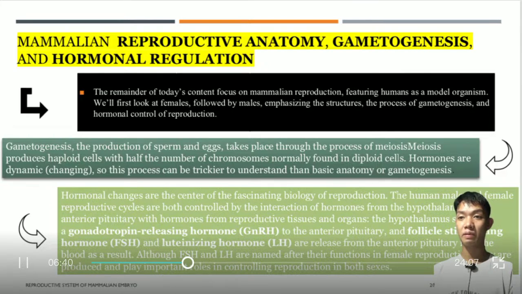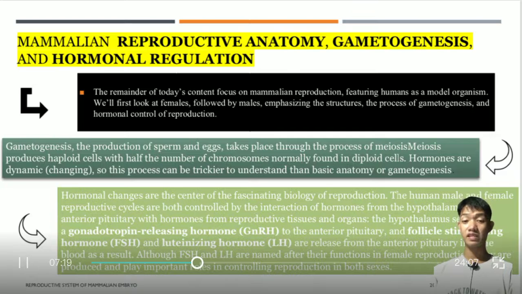So the human male and female reproductive cycles are both controlled by the interaction of hormones from the hypothalamus and anterior pituitary with hormones from reproductive tissues and organs. So we have here the hypothalamus sending gonadotropin releasing hormone, or what we call GnRH, to the anterior pituitary. Follicle stimulating hormone, or FSH, and luteinizing hormone, or what we call LH, are released from the anterior pituitary into the blood as a result.